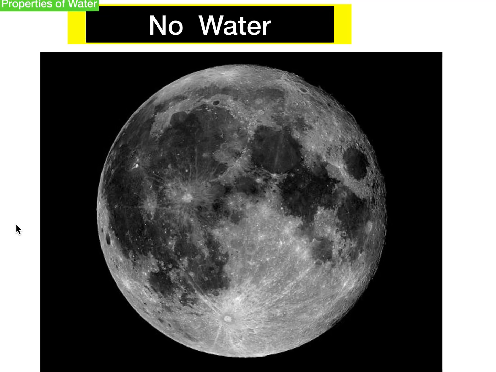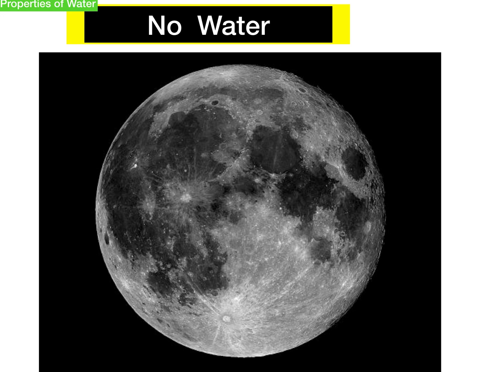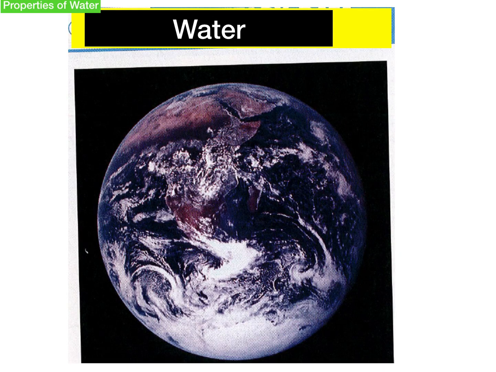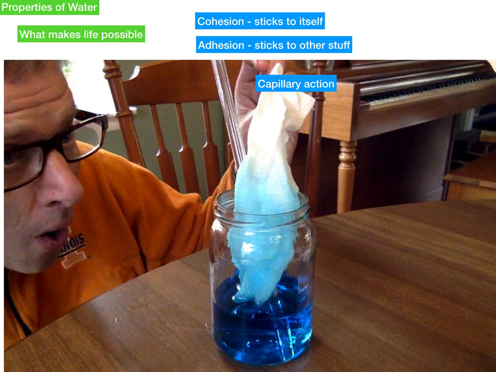So there's a nice picture of the moon, no life on the moon. Nice picture of Earth, there is life on Earth. All right, some other properties of water that make it very special.